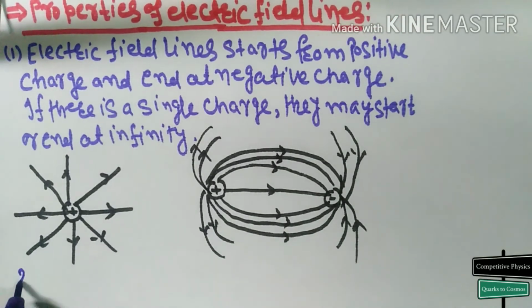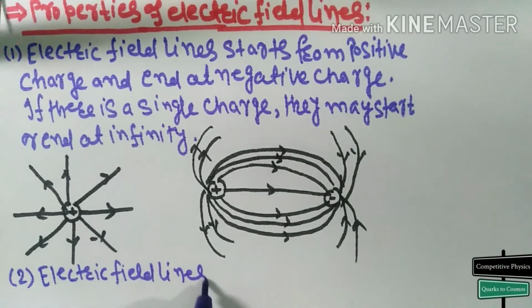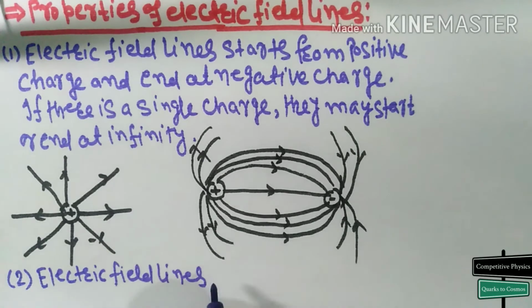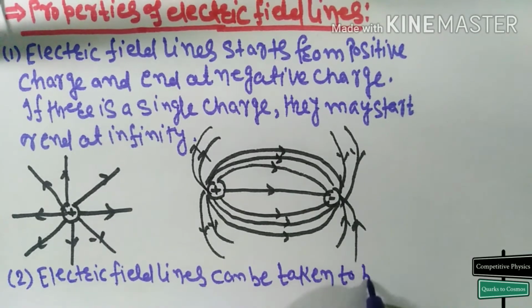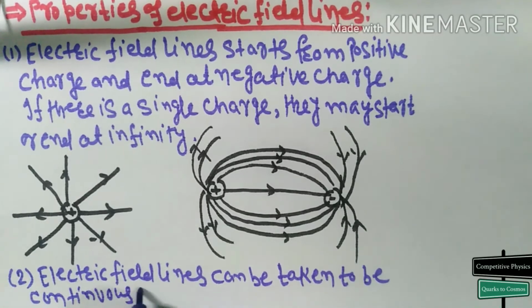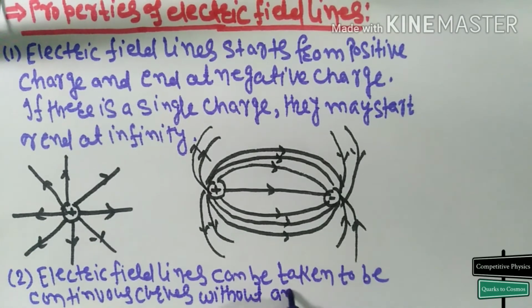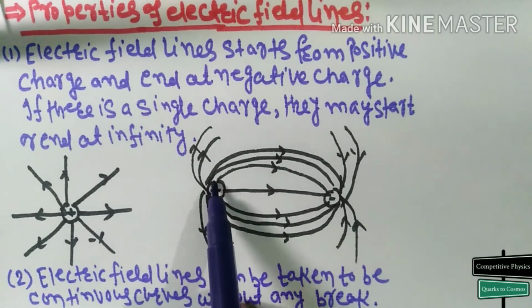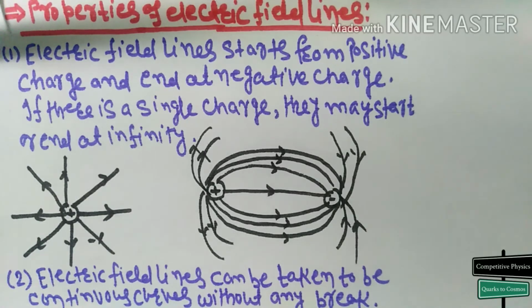So let us now see the second property. It says that electric field lines can be taken to be continuous curves without any break. As you can see, these are continuous curves. Okay, there is no break. So the electric field lines can be taken to be continuous curves without any break. So what is the third property?